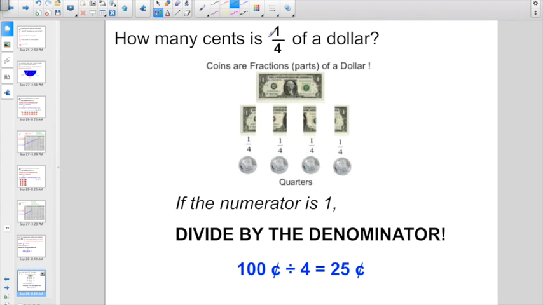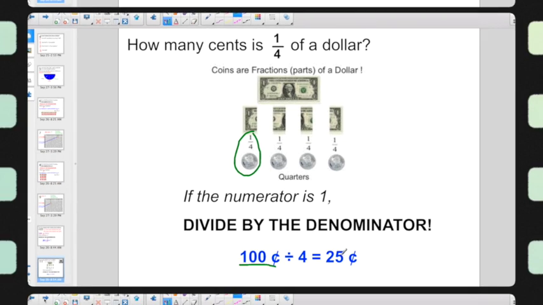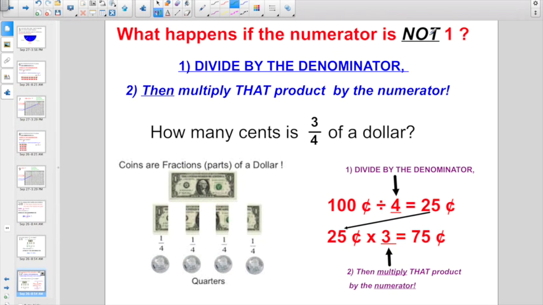So maybe they'll apply it to some money problems, like how many cents is 1/4 of a dollar? And you've got to think that coins are fractional parts of a dollar. Yes, your multiplication chart doesn't go up to 100, but I haven't met too many 5th graders who can't tell me that there's 4 quarters in one whole dollar. So if the numerator is 1, divide by the denominator. But you can't go and divide 1. You've got to think of this dollar as 100 cents. So 100 cents divided by 4, if you were going to divide that dollar into 4 equal pieces, it would be 25 cents, right?